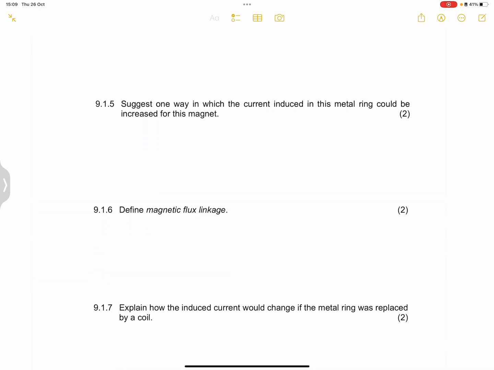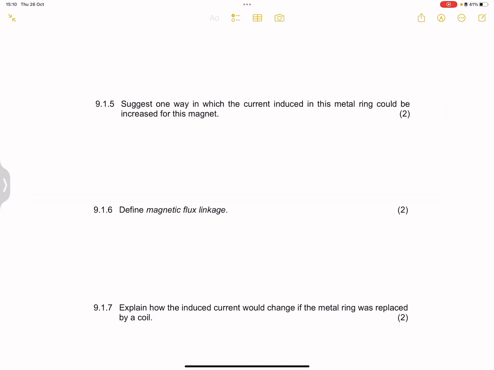Let's go to 9.1.5. They say, suggest one way in which the current induced in the metal ring could be increased. So what could we do? We could move the magnet faster.